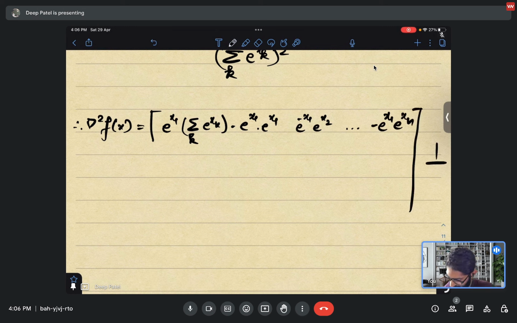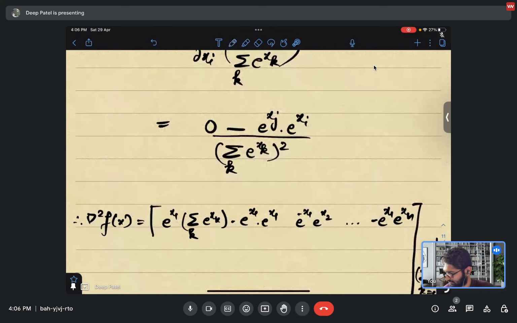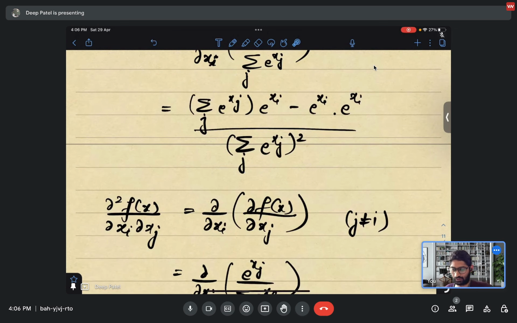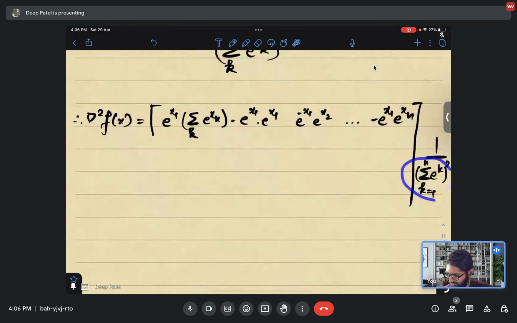So there's a common thing which is the denominator term, summation e to the xk squared, so I'll just take that out. In each of the terms there is a denominator term that is common, so I'll just take that out and put it here outside the matrix.